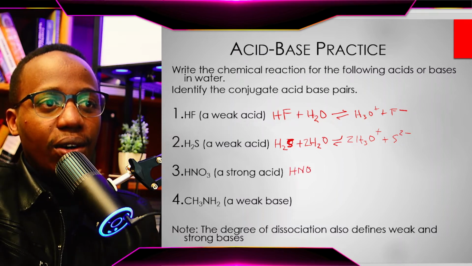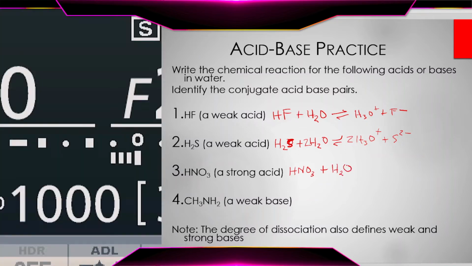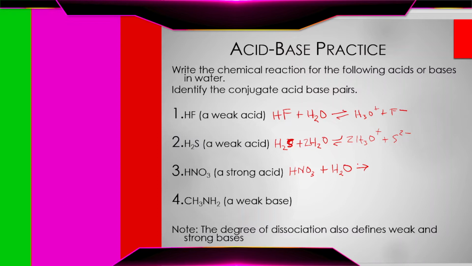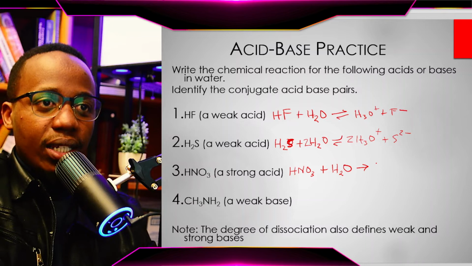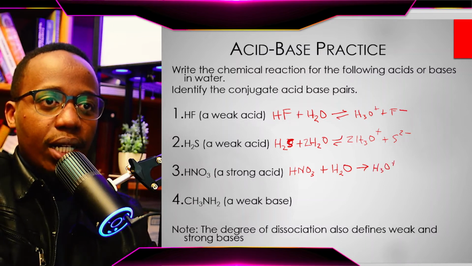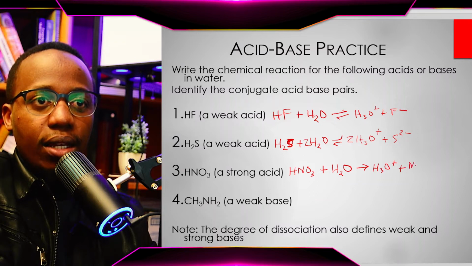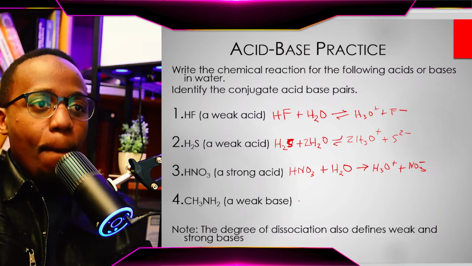What about a strong acid? HNO3 is a strong acid, and it's an acid. So when you add it to water, you have one arrow because it's a strong acid, and then it's going to give away its hydrogen to water. So it's H3O plus and NO3 minus. Last one, we have a weak base.